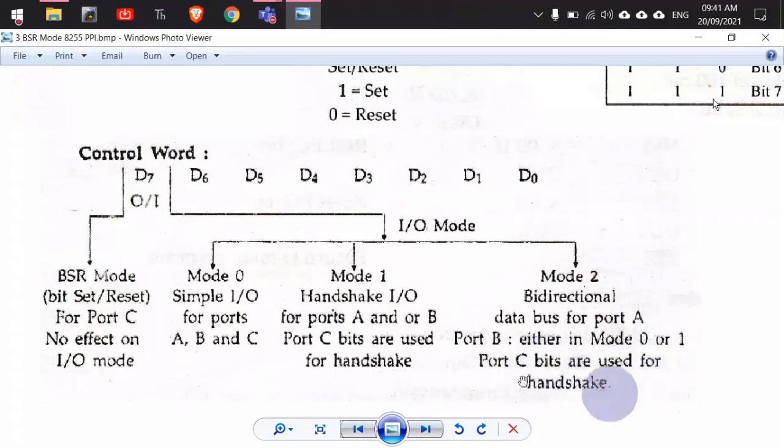So is the difference between these three modes clear to everyone? Mode 0, mode 1, and mode 2?